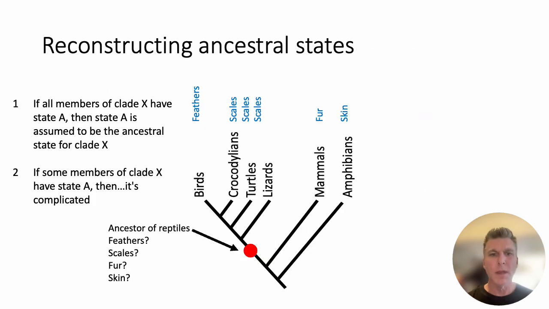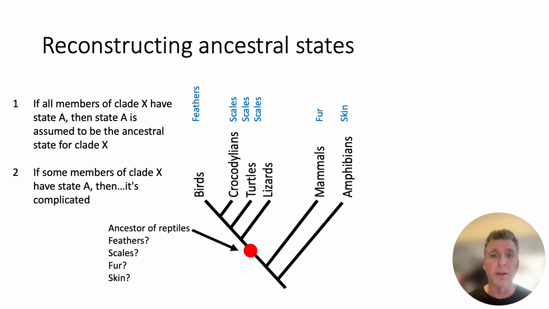Straightforward. But our initial example here for reconstructing ancestral states is not so straightforward. And that's where we have our second rule for the purposes of this course. If some members of clade X have state A, if only some of them have it, then it's complicated. Then it becomes a fairly difficult and uncertain quantitative statistical problem in a lot of cases.